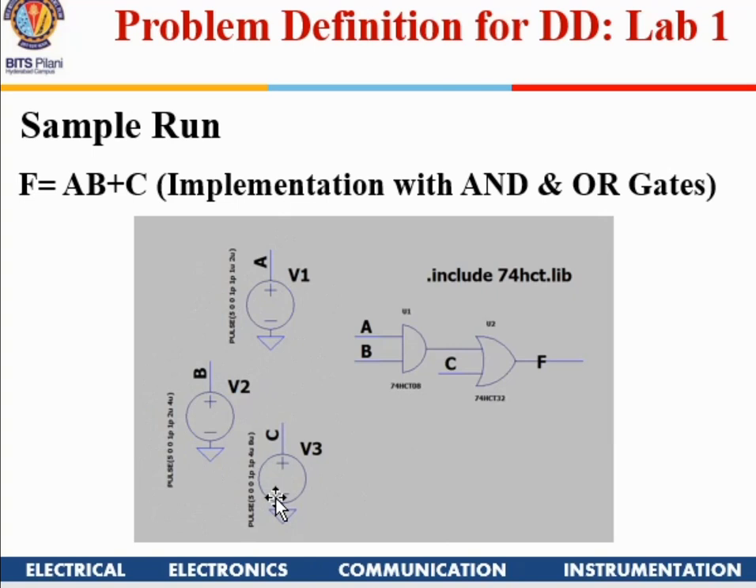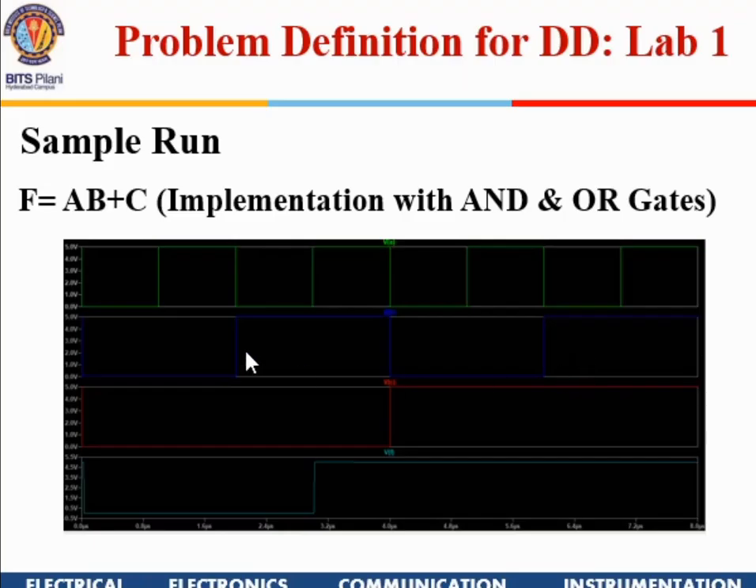There could be 8 different combinations. For A, I am going to give a 1 microsecond time period. For B, 2 microseconds, and for C, 8 microseconds. So within 8 microseconds, I'll get the desired outputs for all the combinations at F. Once I run the simulation, I'll be able to plot these waveforms.